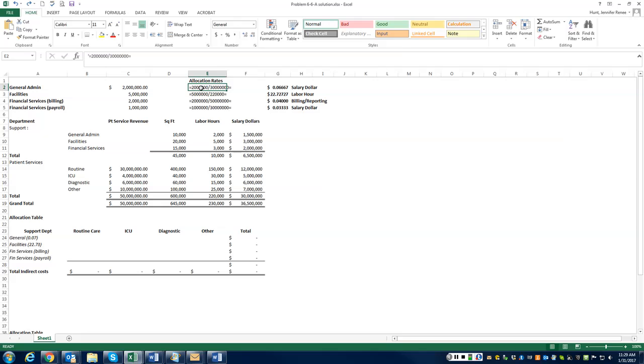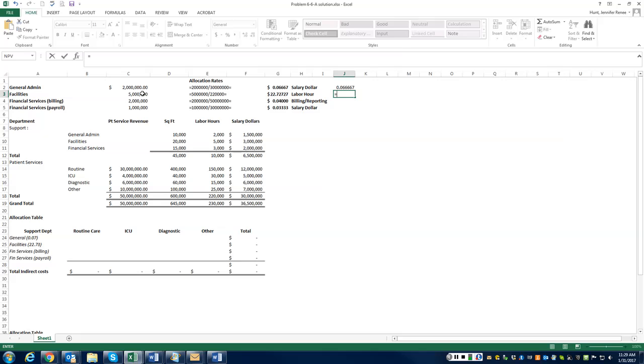We took 2 million, which is this number right here, and I'll set it up over here again for you. I took the total cost for general administration and divided it by the salary dollars. So come down to the total salary dollars, 30 million, and that's going to get you 0.066 cents per salary dollar. So that's going to be our allocation rate. We're going to do the same for facilities.